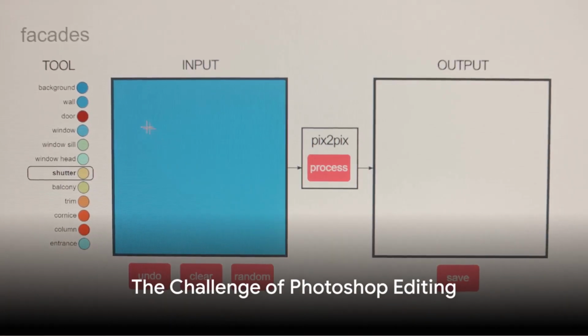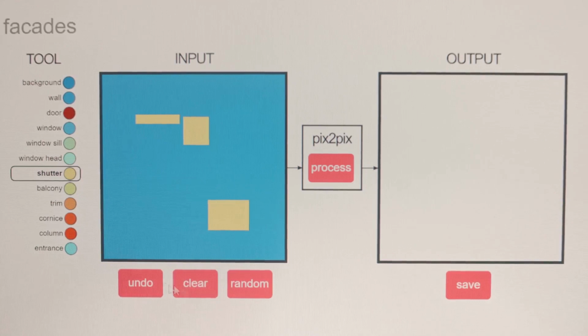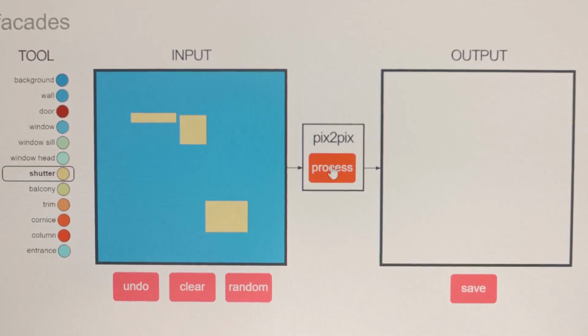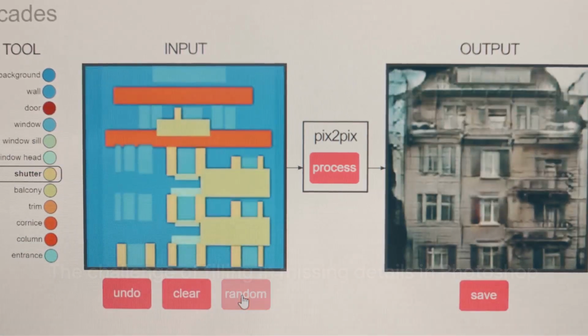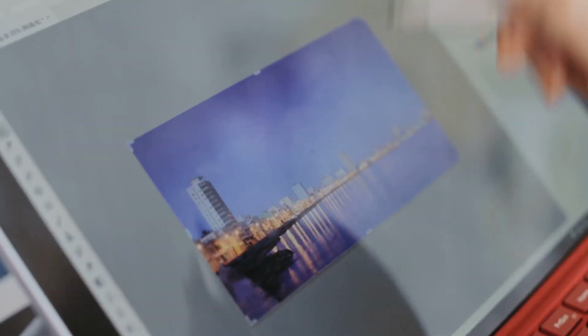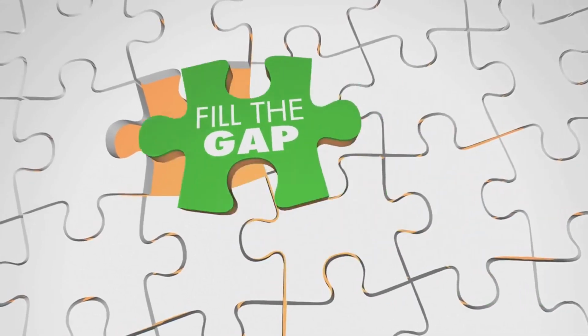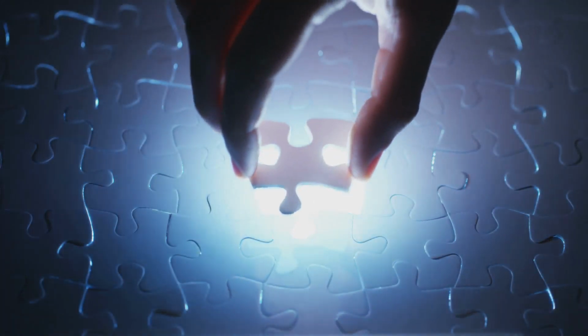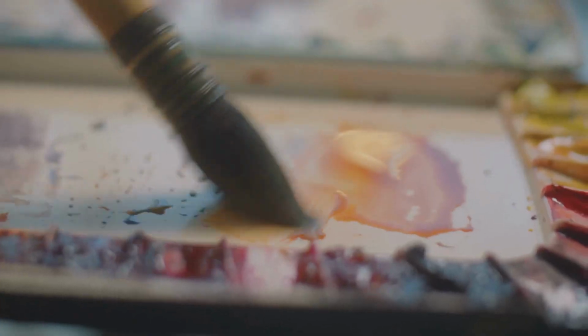Ever found yourself stuck in the middle of a complex Photoshop edit, wondering if there's a more efficient way to fill in missing details? In the vast universe of Photoshop editing, this is a question that's all too common. It's no secret that Photoshop is a powerful tool, but with great power comes great complexity. One of the main challenges faced by users is the task of filling in missing or removed details on an image. This process can be as tedious as solving a jigsaw puzzle with no reference image.